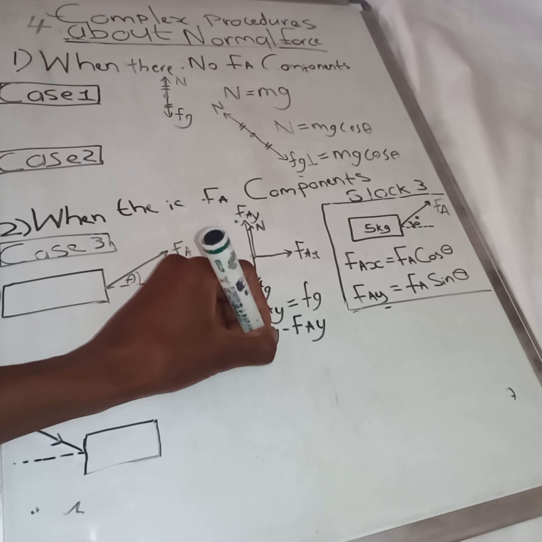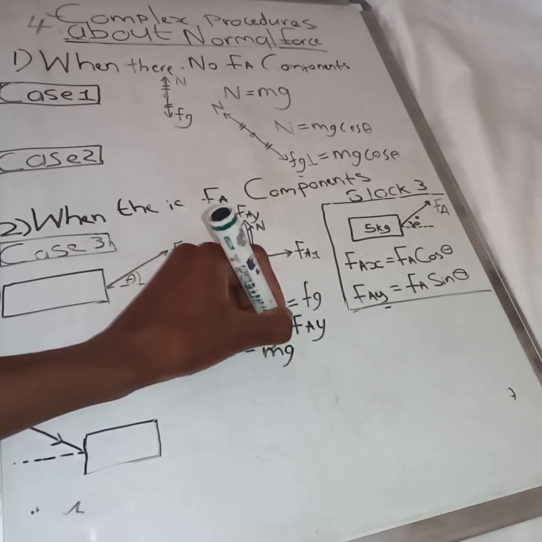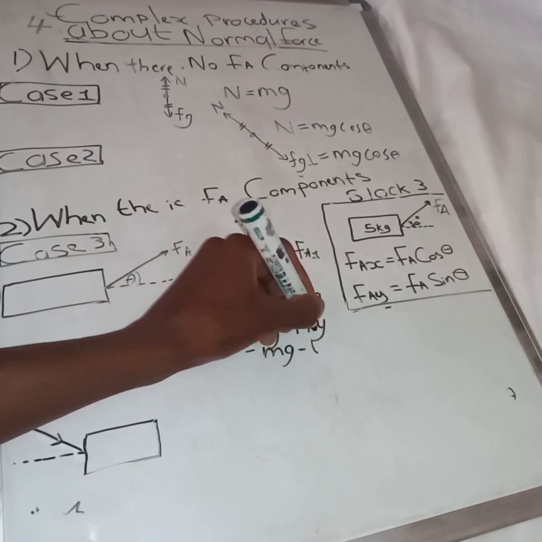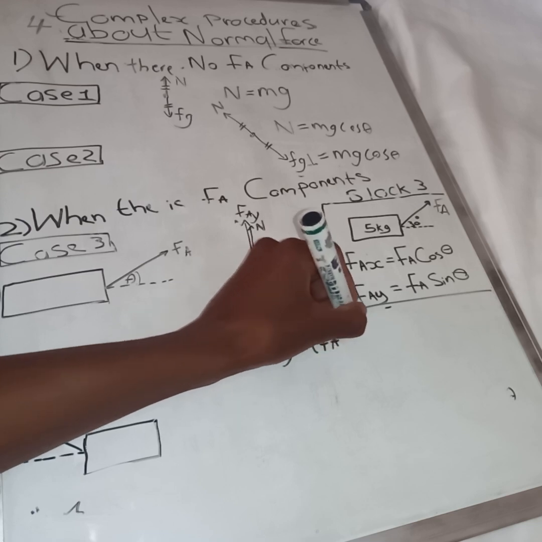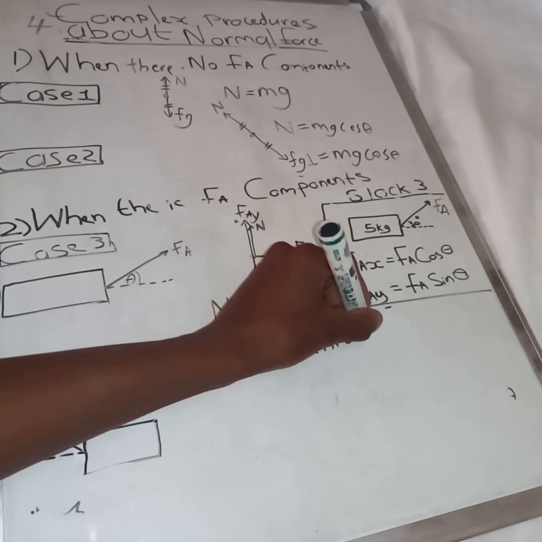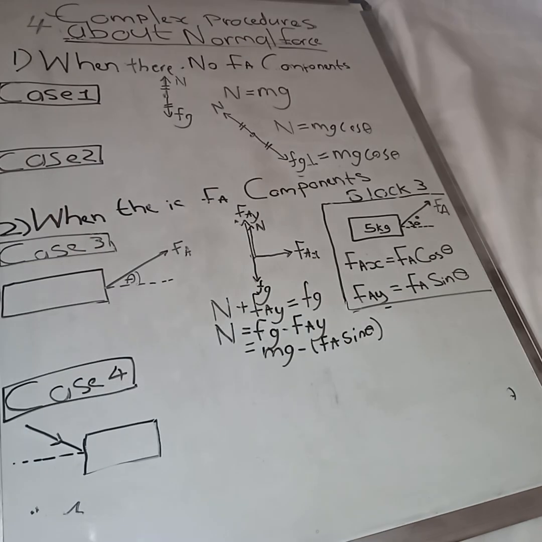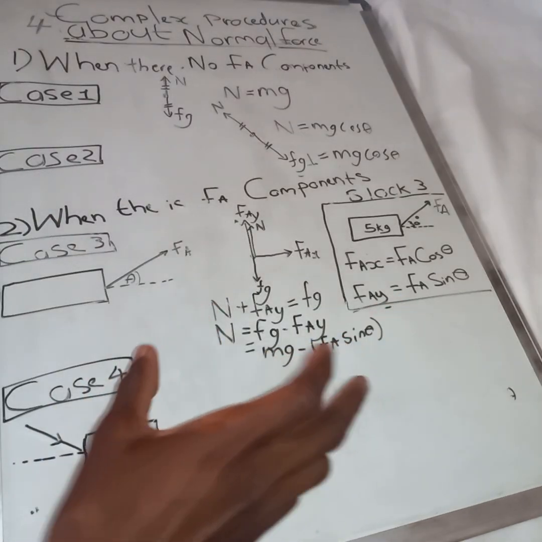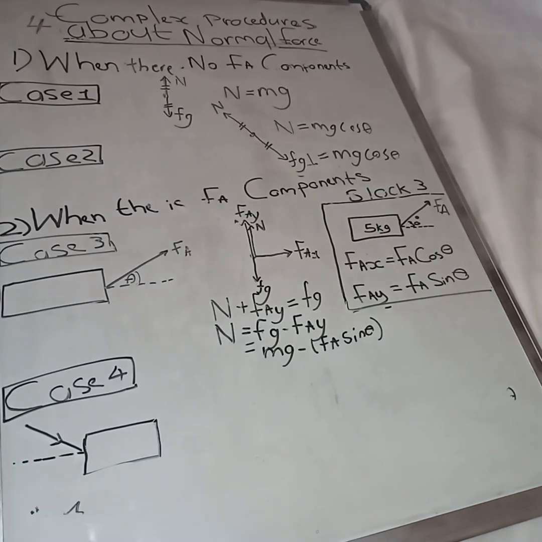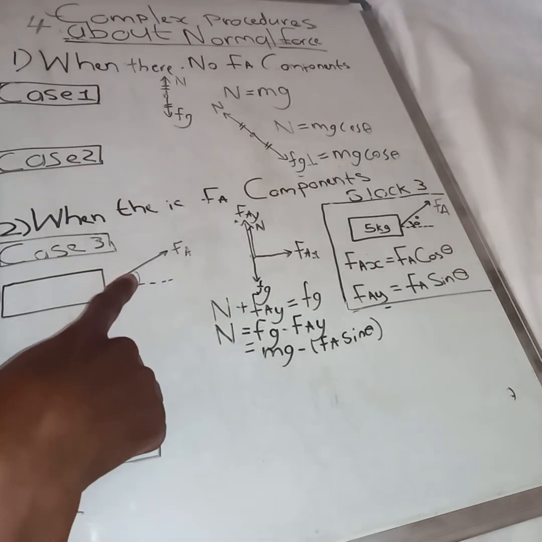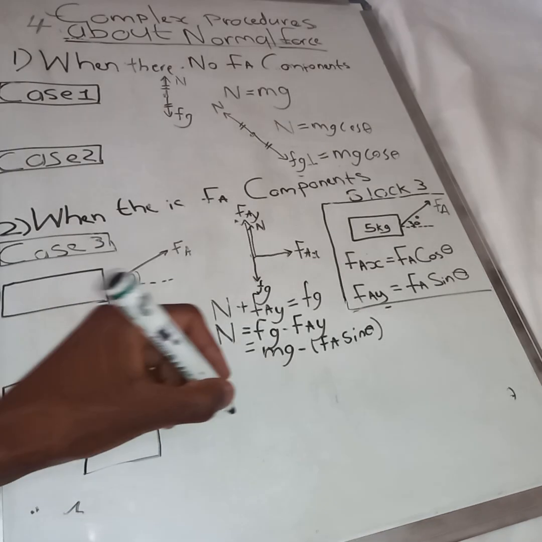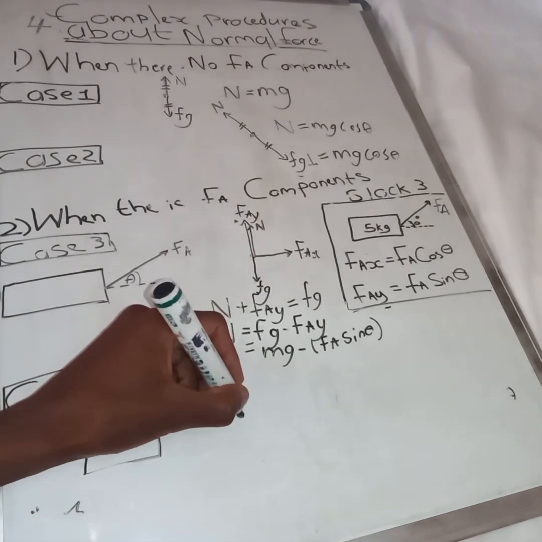We can break this further. When we break this further, mg minus Fa sine theta. Take your time to master case number 3. Let us now move to case number 4. So force is applied at a certain angle, but downwards, unlike case 3. So let us draw our free body diagram.